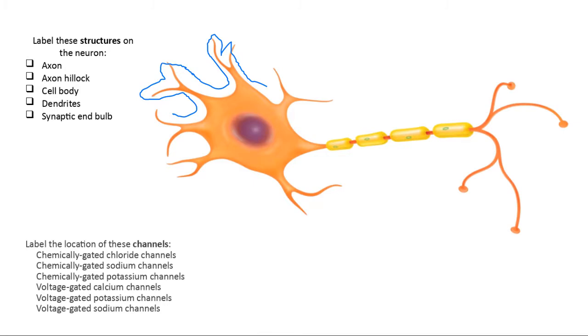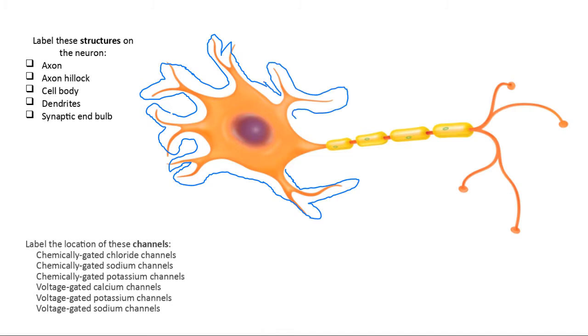All of these places here that I'm tracing in blue, all along those dendrites, that's going to be the places on my plasma membrane where I have these chemically gated channels. Chemically gated channels. I need chemicals to open them up. The only place we've got chemicals is at the dendrites. That's where I'm receiving them.